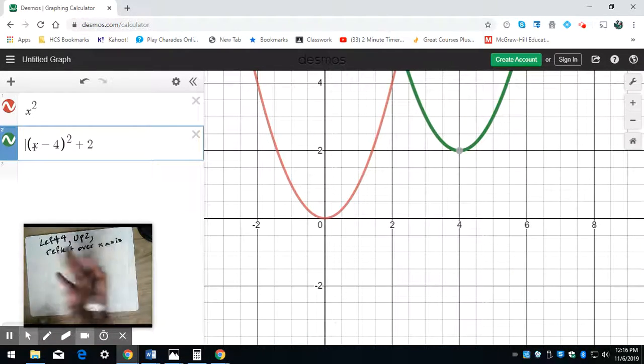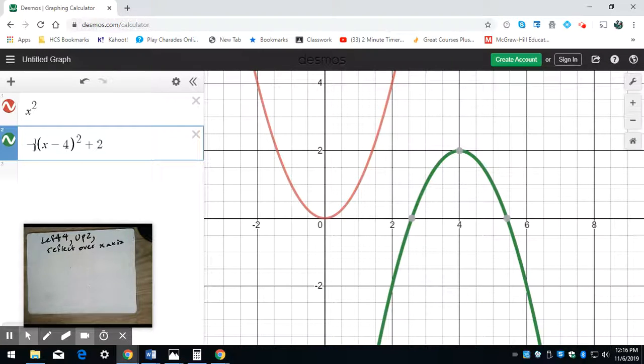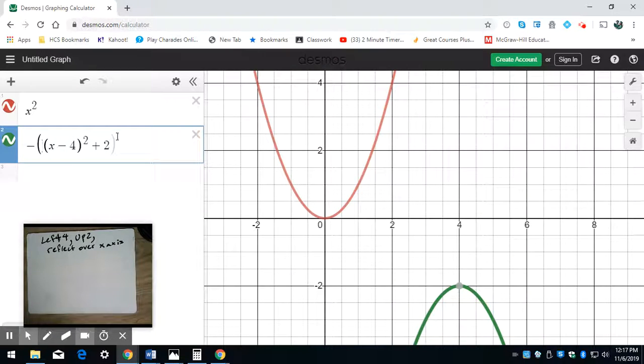So what would be better to say is here, when it's positive, we're opening up. When it's negative, as you can see, we're opening down. So how could I reflect this over the x-axis rather than just opening down? Well, in that case, I would have to reflect over the whole thing. So that's why I'm adding this extra parenthesis here. But over here, I'm going to put brackets.